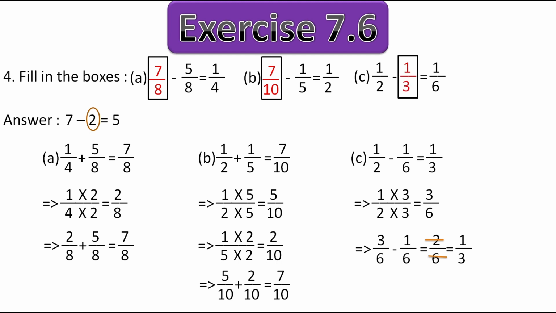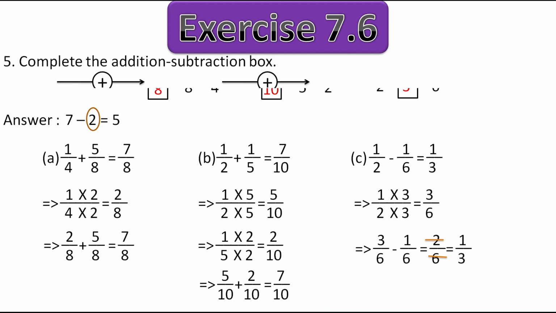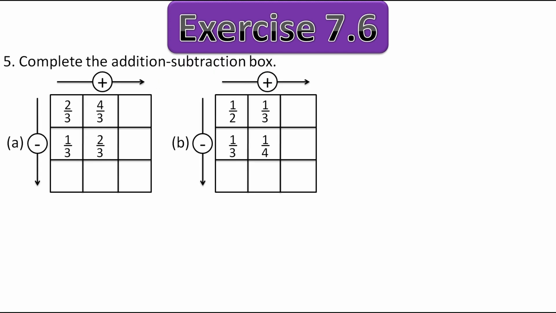Understood? Now let's move to the next question, that is the fifth one. Now complete the addition and subtraction box. Okay. Now we have to add the rows and subtract the fractions given in the columns. Okay. So first, in the first row we have to add 2 upon 3 and 4 upon 3. Okay. So here the denominators are the same, so directly add the numerators. 2 plus 4 will give you the answer as 6 upon 3.